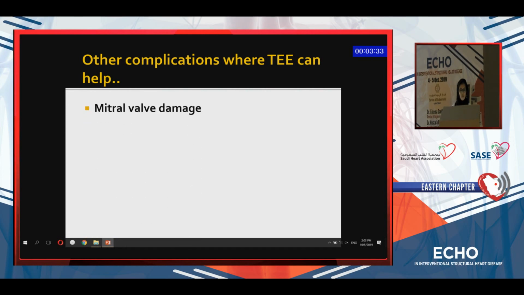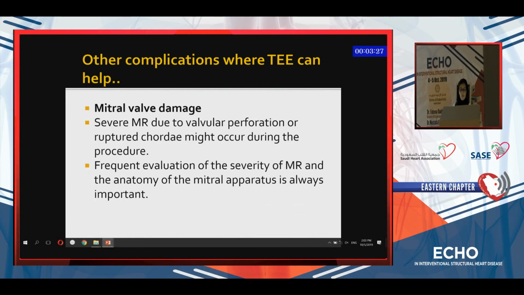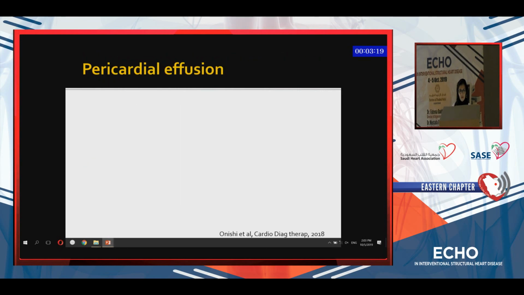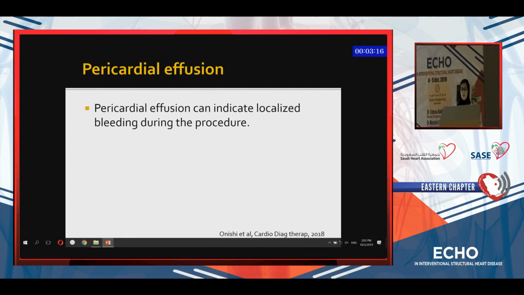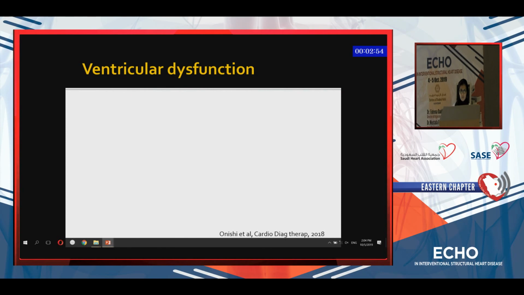Other complications that you may encounter include mitral valve damage. So you always have to monitor the severity of the mitral regurgitation while you're doing the procedure and look at the anatomy of the mitral apparatus. Pericardial effusion can indicate localized bleeding during the procedure. When you pick it up with a TEE, you have to do a number of things. Look at the physiology, whether it's in keeping with tamponade, yes or no. Why is there a pericardial effusion? Is there a chamber perforation? And look for aortic dissection as well.